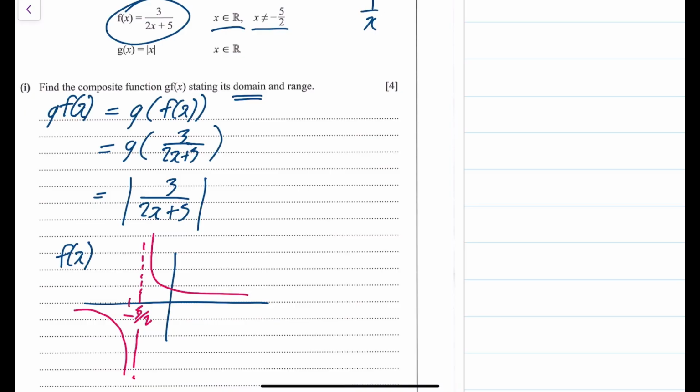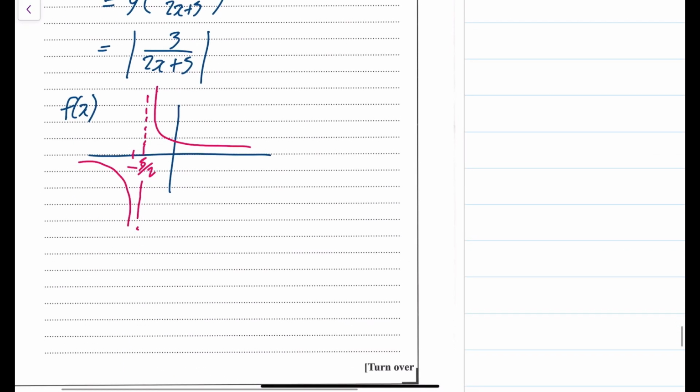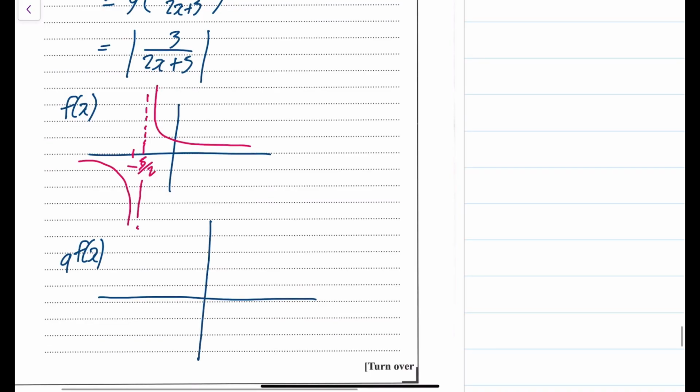Okay, so if you do the modulus to that, then g f of x is going to look like this. That's just going to flip up vertically. Any bits that are underneath the x-axis are going to flip up vertically, and that is it. So very roughly, that's it.